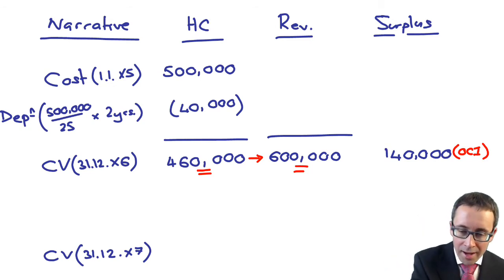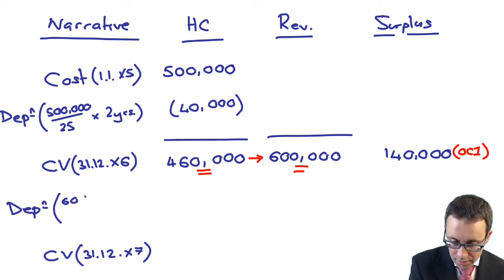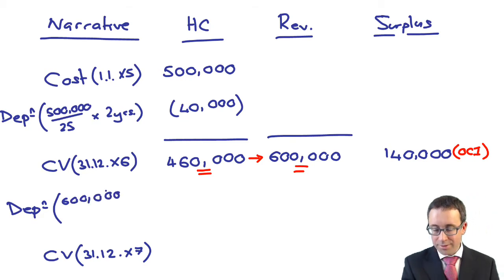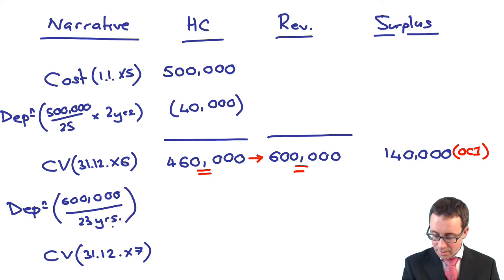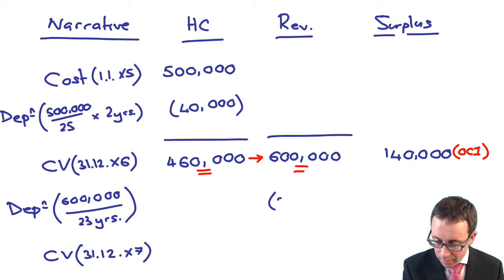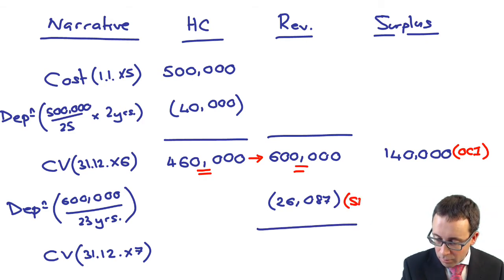So what you've got now, however, is to work out the depreciation for the current year. Is that the X7? So the revalued amount is now 600,000. Remember, we said 2 years have gone. So there's 23 years left. So that gives me a horrible number. Is that 26,087? So that's the depreciation charge for the year, which goes there.